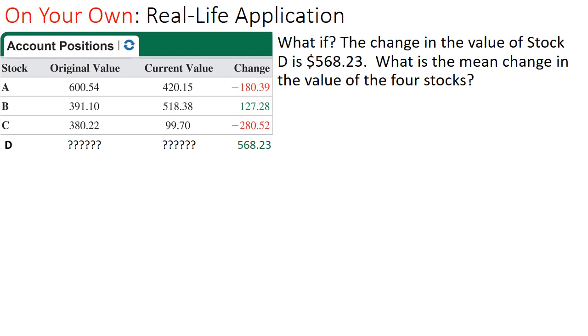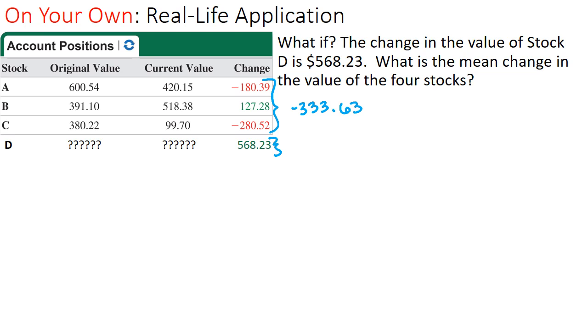So what if the change in the value of stock D is $568.23? What does that do to the mean change in the value of the 4 stocks? Well, if we remember, this sum right here was negative 333.63. So if we can remember that sum, then we just need to add in this number right here. And then once we add in that number, we need to divide that new total sum by 4 in order to find out its new mean value.